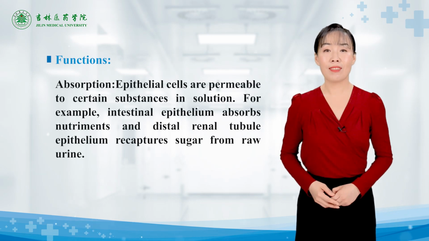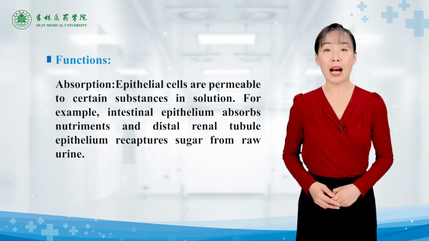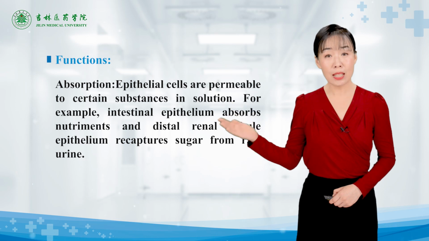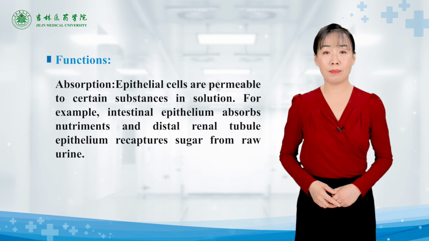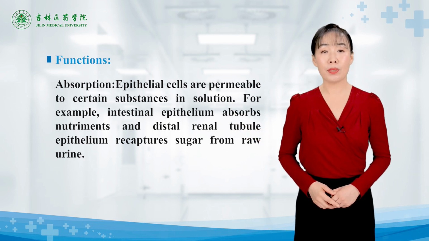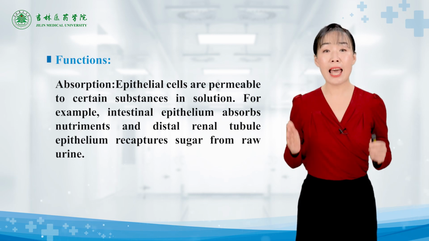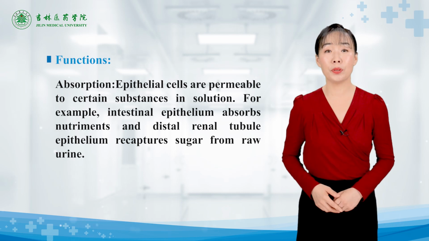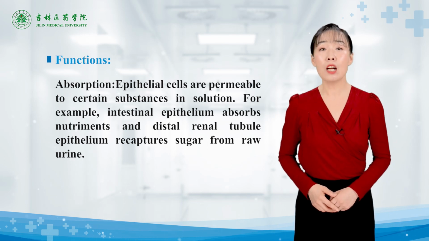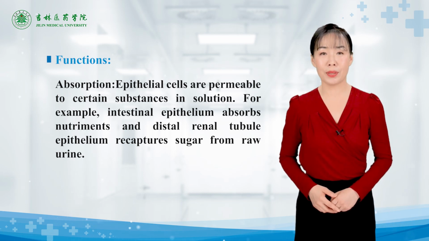Absorption. Epithelial cells are more permeable to certain substances in solution. For example, intestinal epithelium absorbs nutrients and distal renal tubule epithelium captures sugar from raw urine.